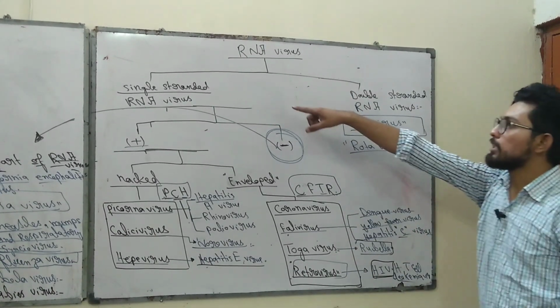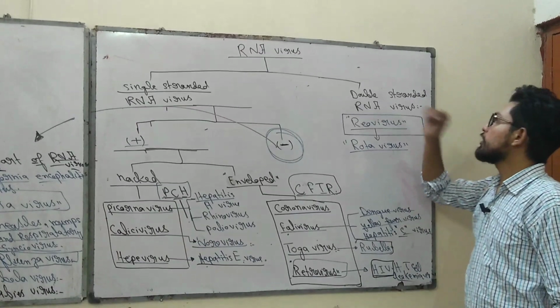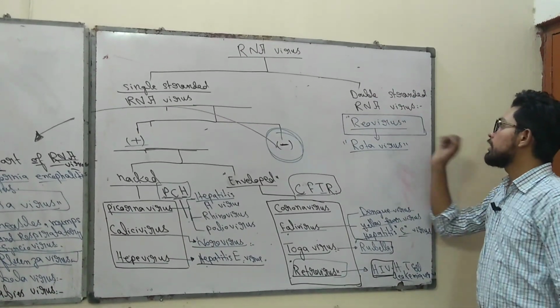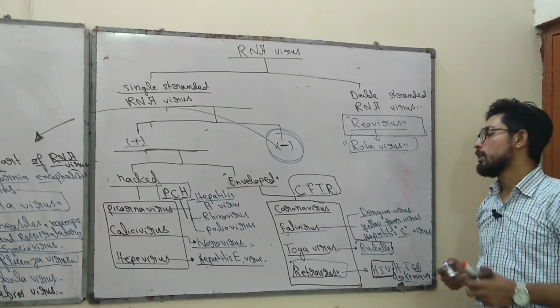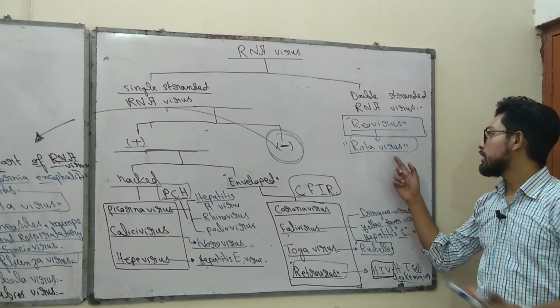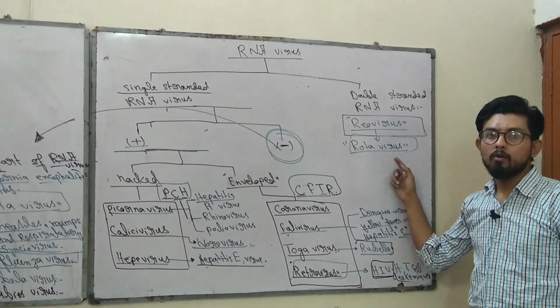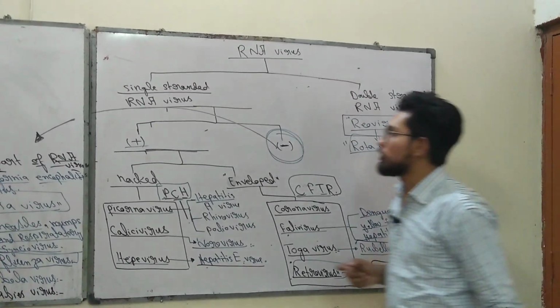After single-stranded RNA virus classification, the second classification of RNA virus is double-stranded RNA virus. Double-stranded RNA viruses are reoviruses, and the most important one is rotavirus, which is the most important causative agent of diarrhea in children.